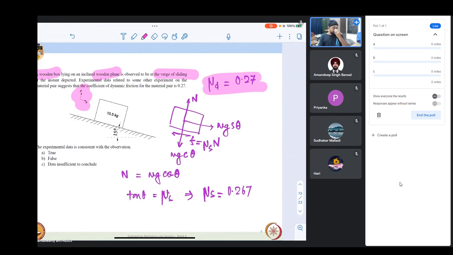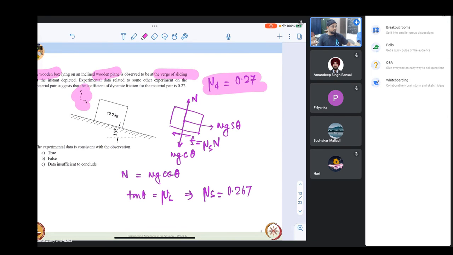So you can just consider with this background, does the experiment data show us that it is consistent with the observation? So we have a Google poll, you can just take the answers, and perhaps, yeah, we've got one answer already. Okay, so I think that is clear.